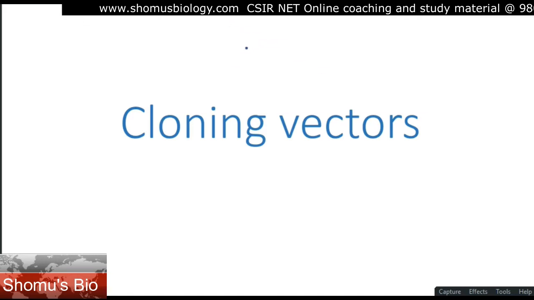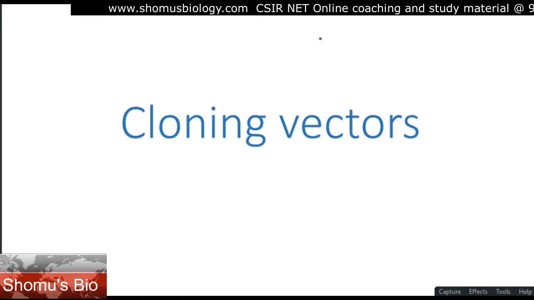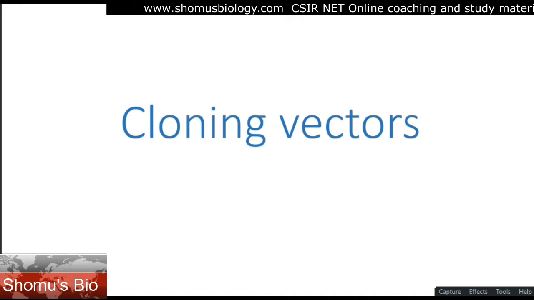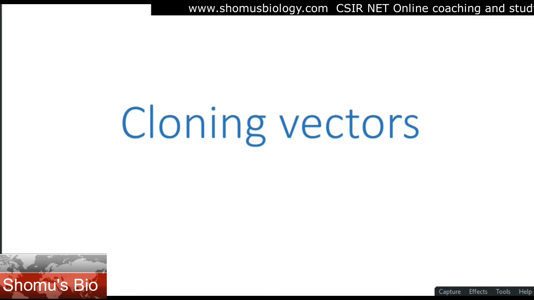So here we want to talk about cloning at the very beginning. I'll show you an animation regarding cloning, and once that's done, I'll start discussing the different aspects of cloning, talking about the different components including the vectors. We'll see the differences, how they are made, and how to use different vectors for the process of molecular cloning.